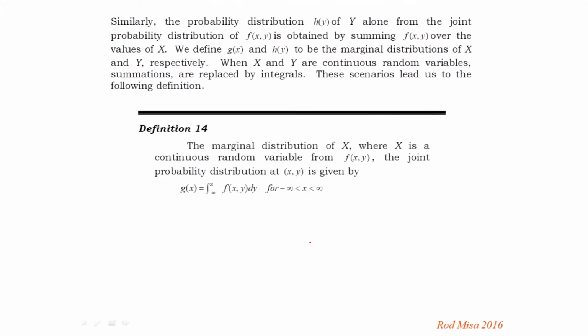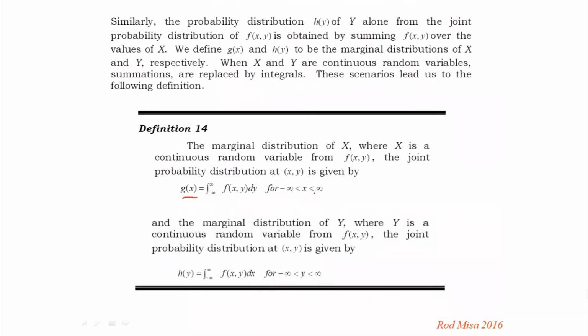The marginal distribution of x, where x is a continuous random variable from small f of x and y, the joint probability distribution at x, y, is given by this single integral here, that our g of x is the integral of our f of x and y dy, which is adding uncountably infinite y's here.